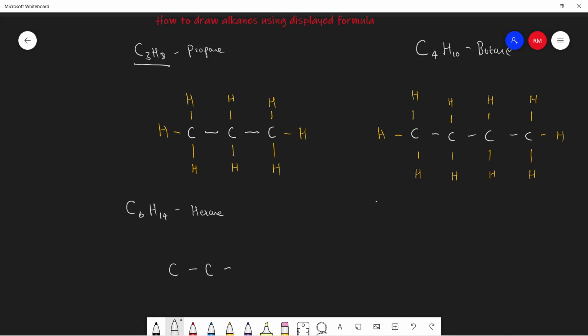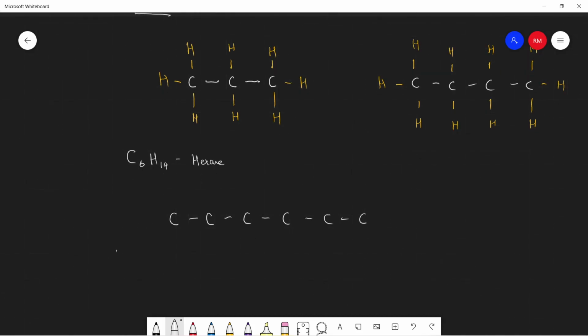Alright, so you should have been able to at least get the 6 carbons, 1, 2, 3, 4, 5, 6, all here in a row. And you should have been able to realize that these carbons here in the middle all already have 2 bonds to them, which means that they still need 2 hydrogens attached to each carbon, which you can see right here. So these end carbons need a further 3 hydrogens to attach to them.